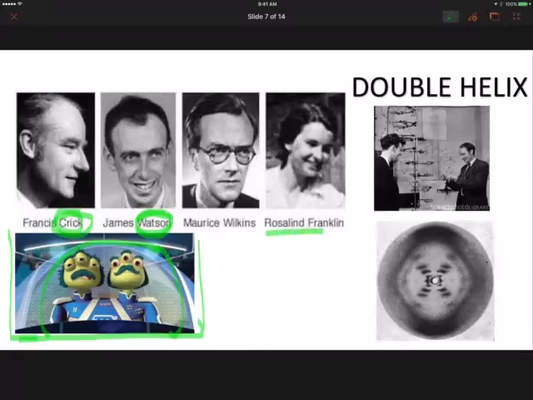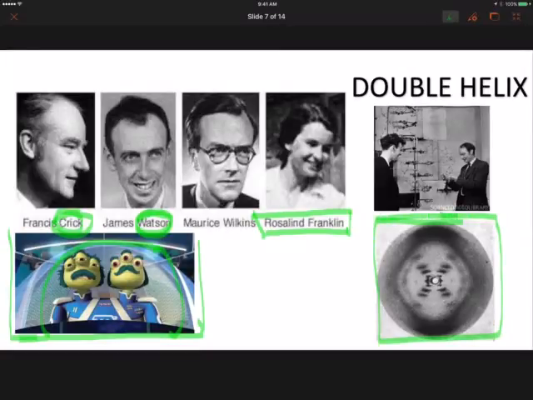I want to point out this last one, Rosalind Franklin. It was her work that really allowed these other two guys to figure out that structure. And she was really dedicated to her work. In fact, she was so dedicated that it killed her. She took x-rays, and this bottom right picture is an x-ray that she took. Because she was exposed to all those x-rays, she ended up getting cancer and died.